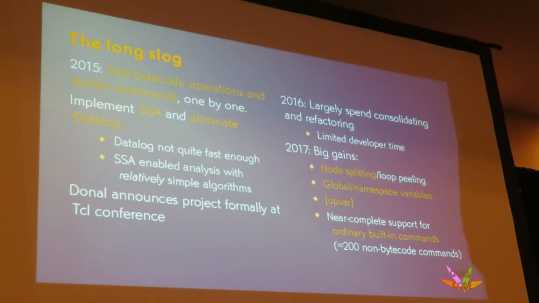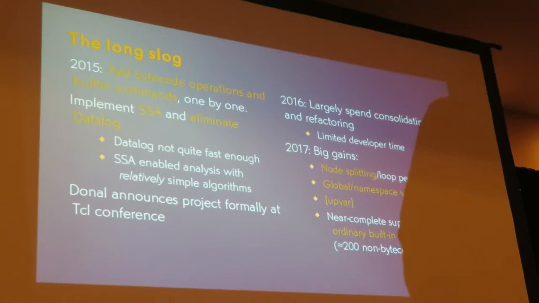And then 2016, we were largely consolidating and refactoring code. We actually didn't get too much done because, for whatever reason, Donald and I were both insanely busy that year. This year, we've had some really big gains in performance and in what we're able to support. We implemented a technique that's called node splitting and loop peeling, that I'll get to, for speeding up the loops on objects of unknown type.